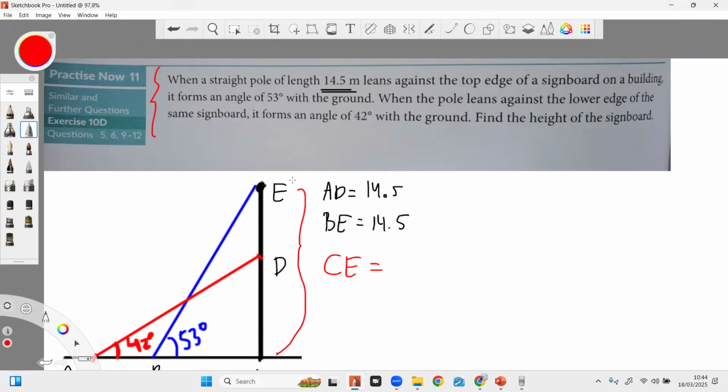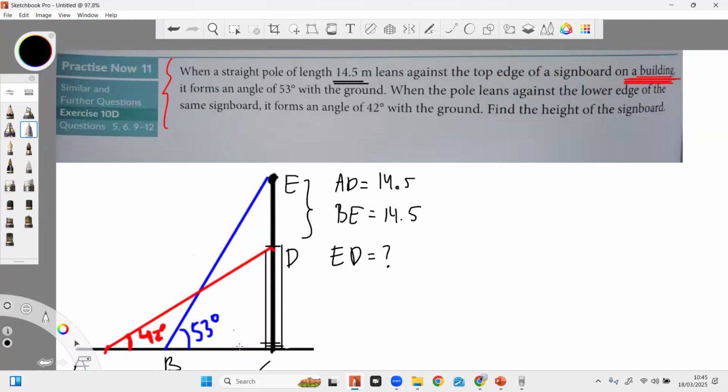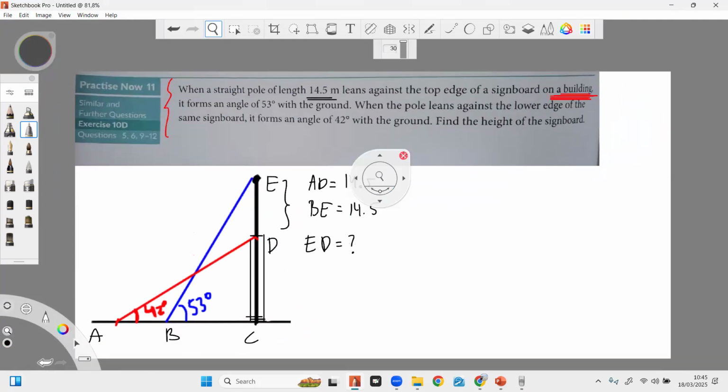Oh, I see, guys. Here, a signboard on a building. So we are actually finding, okay, that's a very nice way to trick us. So this is the building. Yeah, the signboard is ED. You are actually finding ED. Denzel, come here again. We are finding ED. You can find EC and DC later. Yeah, you have to use both on a building.